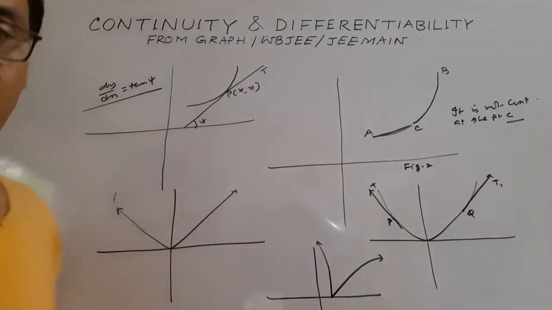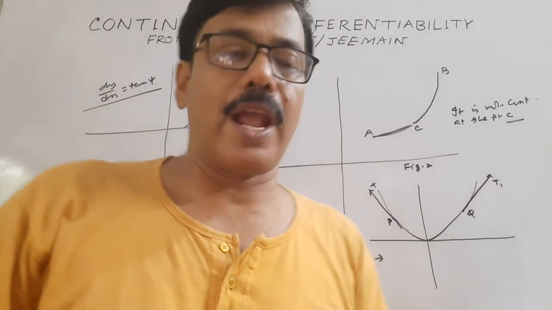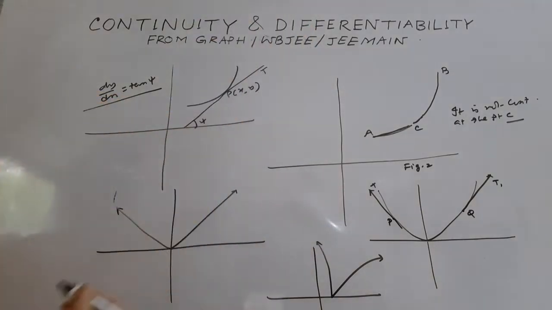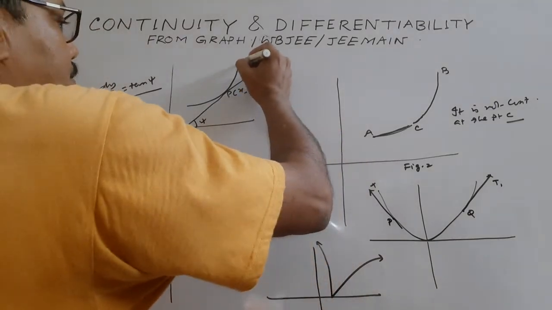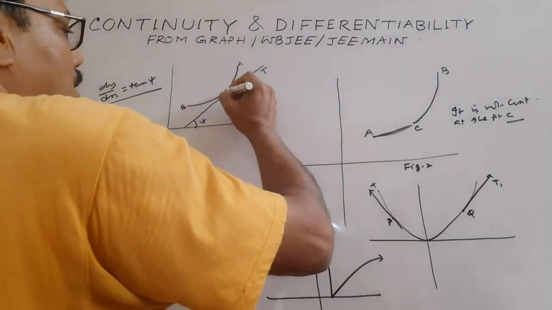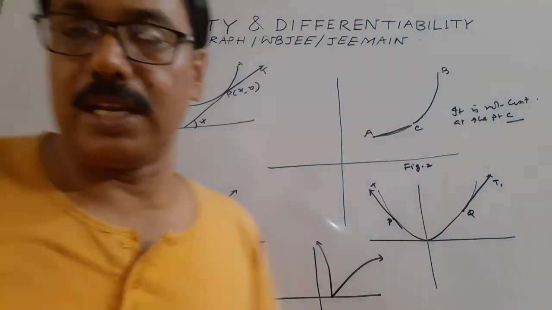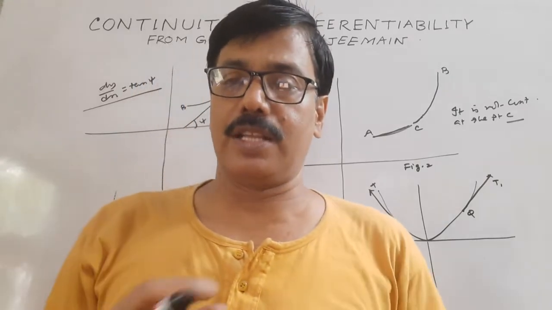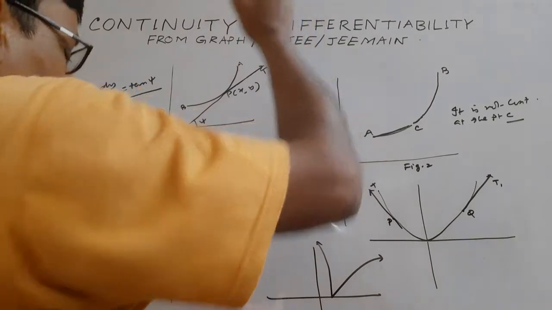So a function is said to be differentiable at P if it has a unique tangent. Look at the curve AB. At the point P, it has a unique tangent. So a function is said to be differentiable at a point if it has a unique tangent. That is, the curve is smooth.